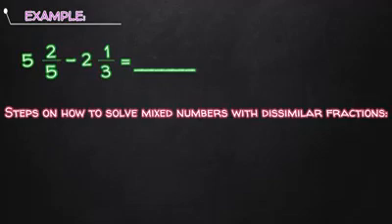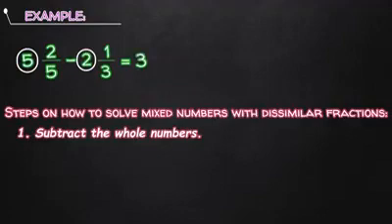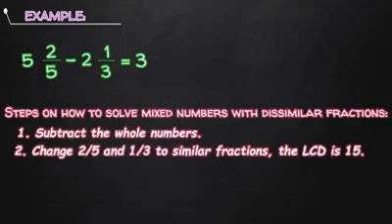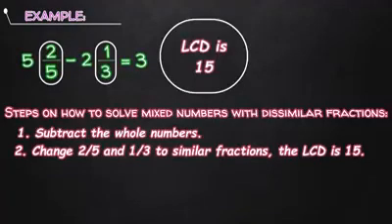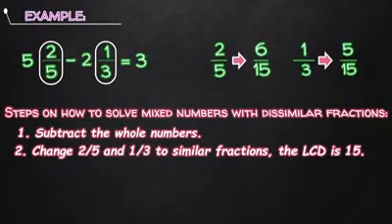Number 1, subtract the whole numbers. 5 minus 2 equals 3. Number 2, change 2/5 and 1/3 to similar fractions. The LCD, or the least common denominator, is 15. 2/5 and 1/3 will become 6/15 and 5/15.